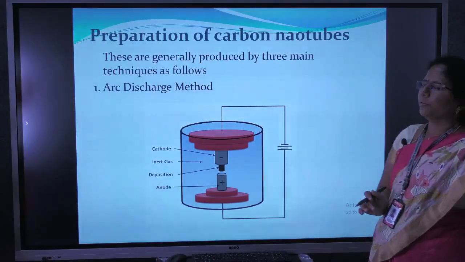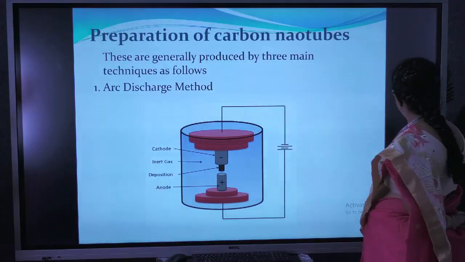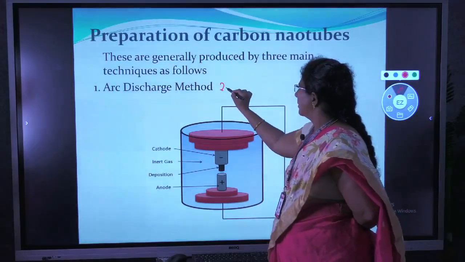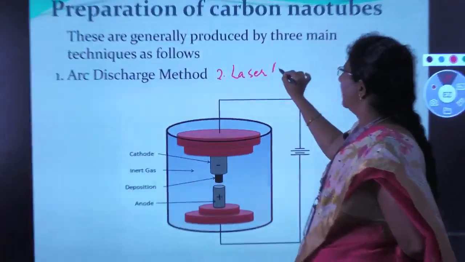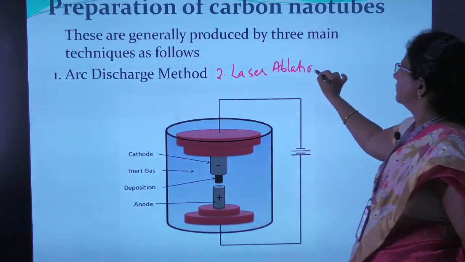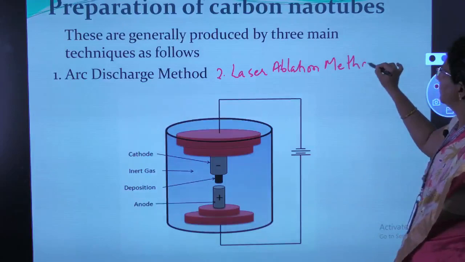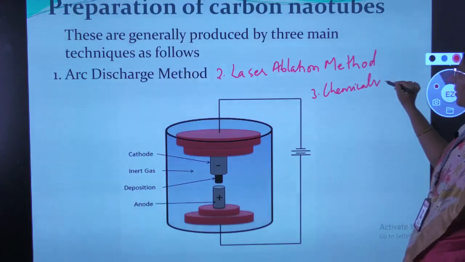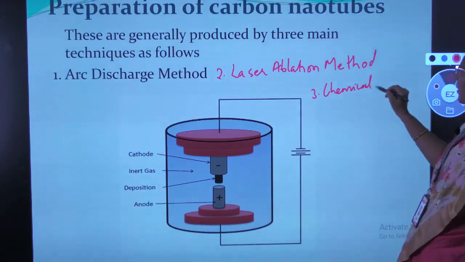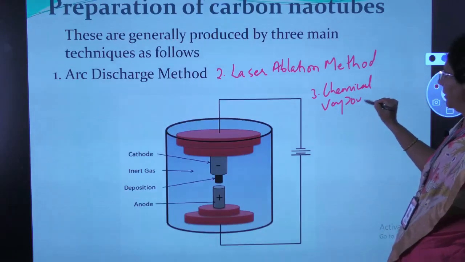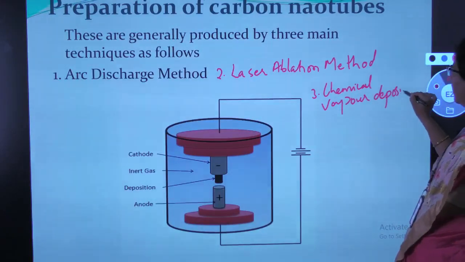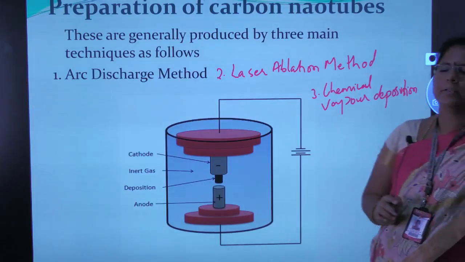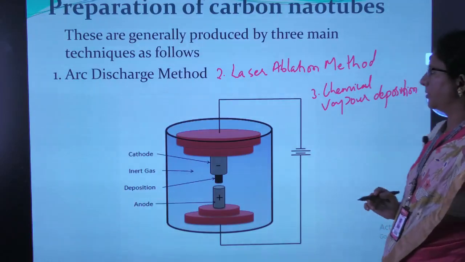Next, coming to the preparation of carbon nanotubes. We can prepare carbon nanotubes using three methods. First one is the arc discharge method. Second one is the laser ablation method. And third one is the chemical vapor deposition method. So mainly these three methods will be used for the preparation of carbon nanotubes.